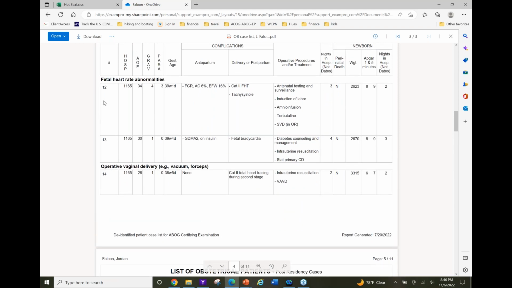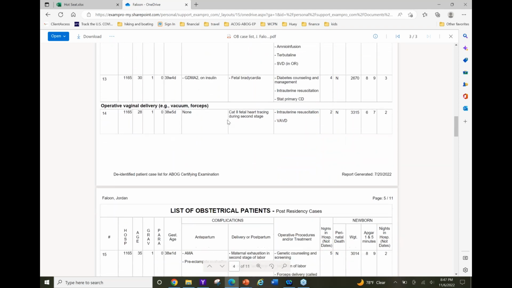Quick question about case number 12. What was the reason for doing the delivery in the OR? She had a category 2 tracing that was not resolved with intrauterine resuscitation and was persistent for more than an hour. So I brought her to the OR, but she was a multip and ended up progressing. I checked her when we got her on the table, and she was 9 centimeters. And she stayed then in the OR, and she had a vaginal delivery. Okay, perfect. Okay, I'm going to move on. Let me find a different case.